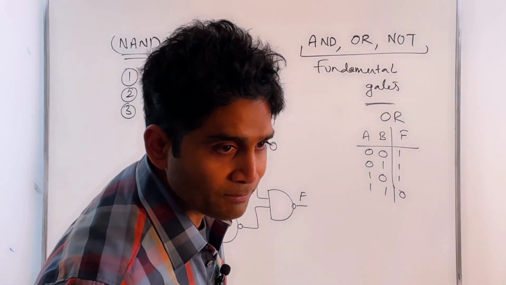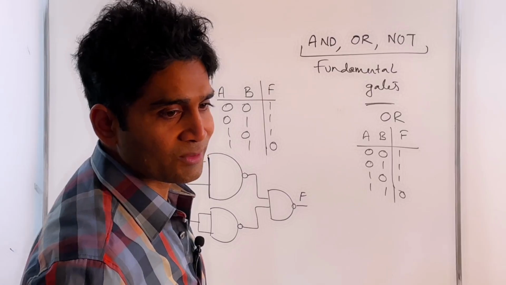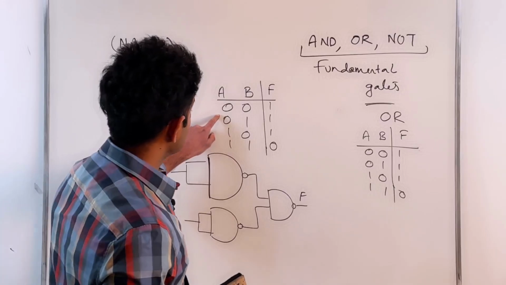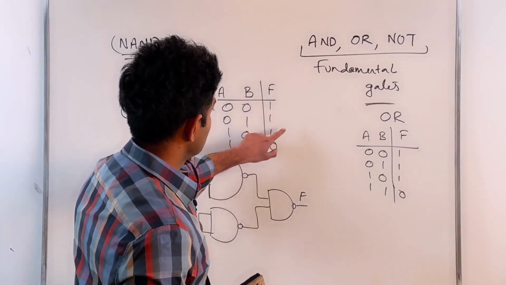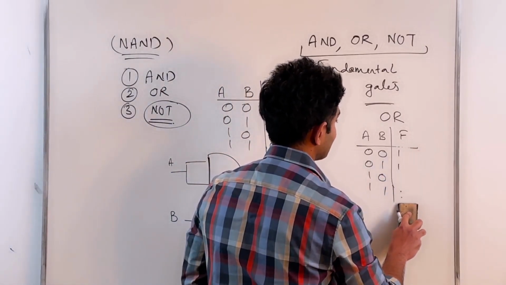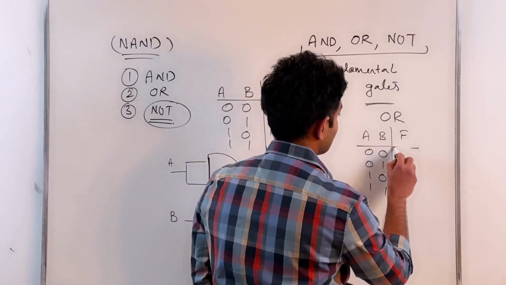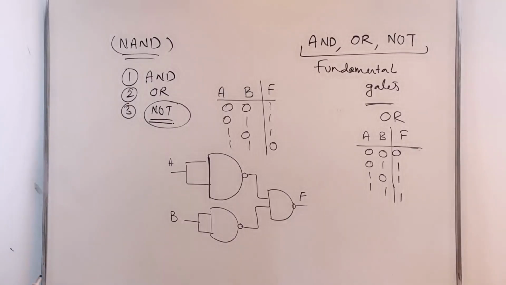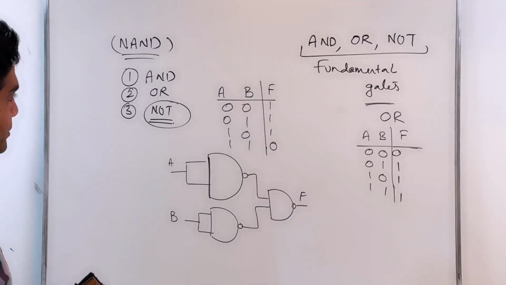Yeah, Monty. Shouldn't the F be 0, 1, 1, 1 for the truth table for OR gates? Oh yeah, right, you're right. I'm sorry, that's my mistake. That should have been 0, 1, 1, 1. Yeah, that's correct. So that's the OR operation.